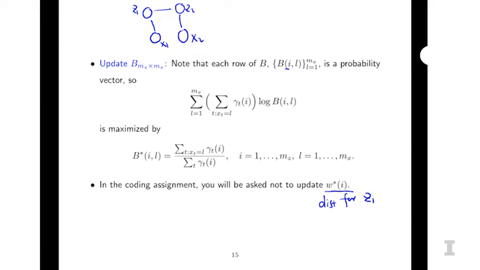So it's okay not to update W, or in other words, just use whatever initial value, for example, a uniform distribution over the M different values as a starting value for W, and just use that W without updating it in the EM step. And that's what you will be asked to do when you implement your coding assignment 3, because that's what the R package HMM is doing.